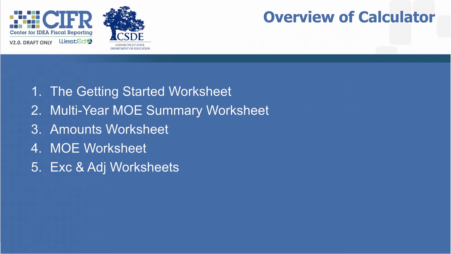It's a graphic way to show whether your LEA meets MOE with or without exceptions and adjustments. We'll discuss the amounts worksheet, which is what data you put in, and then work through each of the exceptions and adjustments, and then return to the calculations to see how they affect the LEA's MOE amounts and determinations.